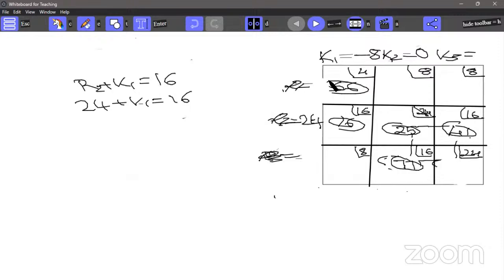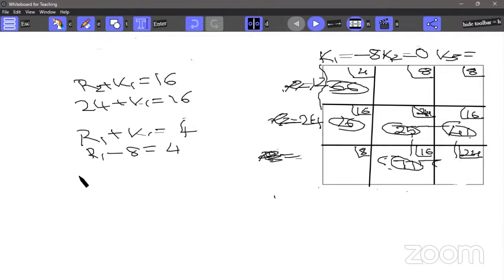Then, can I make use of this 56 stone? Yes. Tell me the equation for 56 stone. R1 plus K1 is equal to 64. Very good. So K1 is -8. How much is R1? 12. Then, can I make use of this 77 stone?